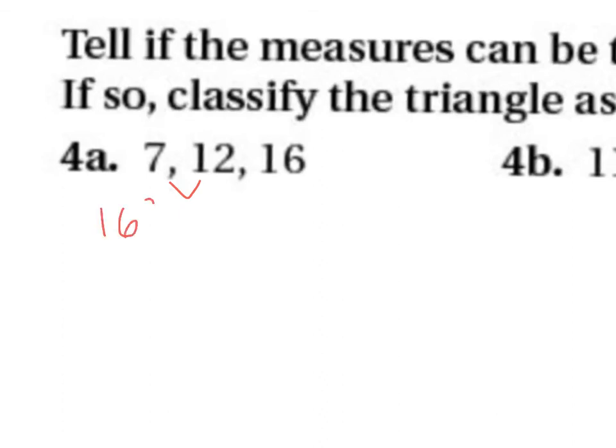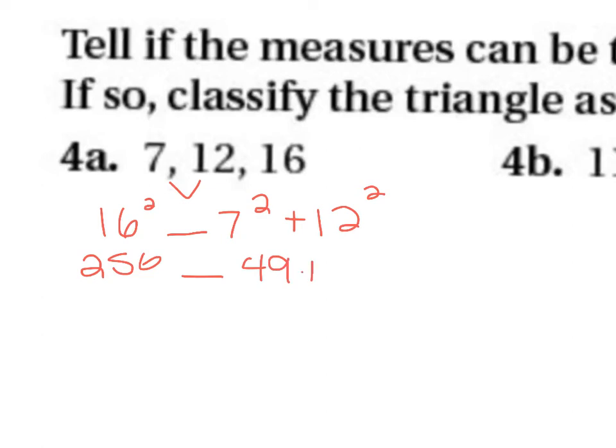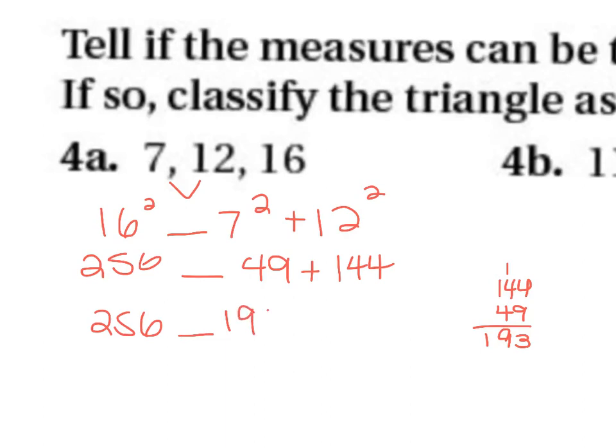Now I got to find the relationship between 16 squared, and 7 squared plus 12 squared. 16 times 16, we just did this on the previous slide, is 256. 7 times 7 is 49, and 12 times 12 is 144. So 144 plus 49 is 193. 256 is bigger than 193, so this is an obtuse triangle.